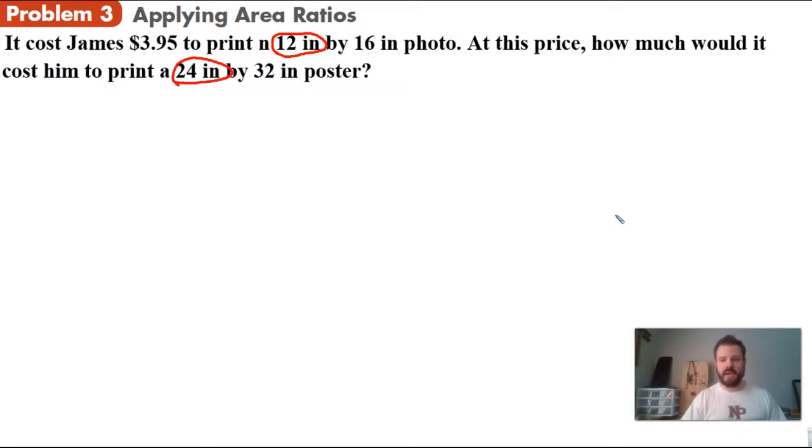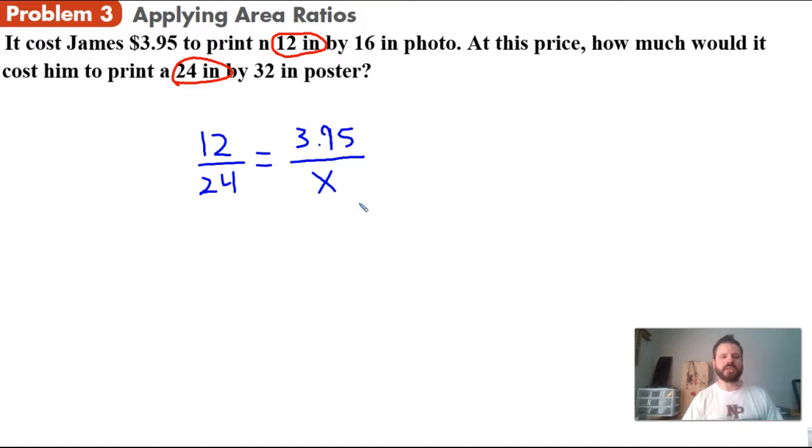But I'm going to say we have 12 over 24. And then that's equal to $3.95 on top, because that goes with my smaller poster. Okay, over X for a cost. We don't know that cost on the bottom. And I can do this because we're not necessarily solving for an area, but that price is going to be based on the area. Okay, again, this won't work. What I need to do is I need to square my lengths to make an area ratio.